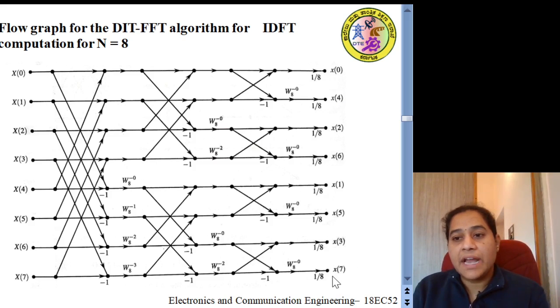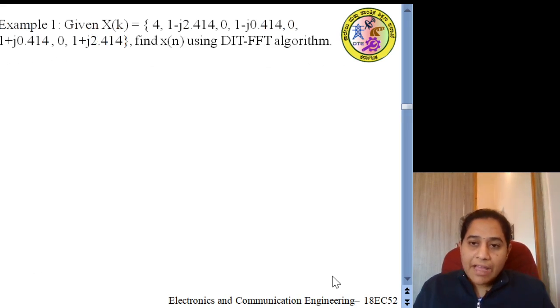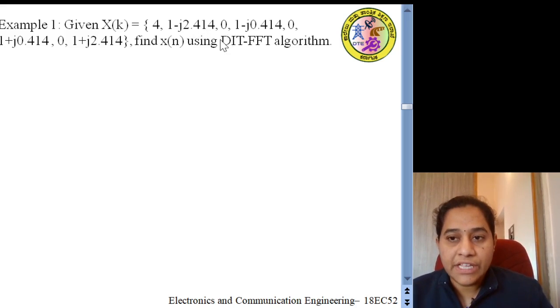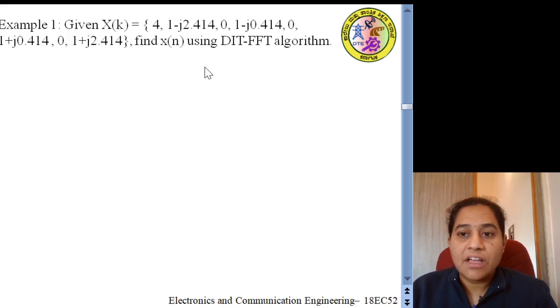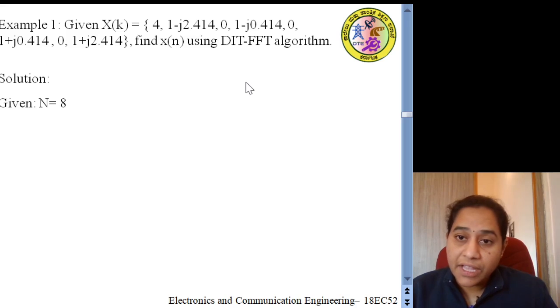Now, to understand this concept in a better way, let's look at some illustrative examples. In the first example, the value of x of k is given as 4, 1 minus j 2.414, 0, 1 minus j 0.414, 0, 1 plus j 0.414, 0, 1 plus j 2.414, and we need to find x of n using the DIT FFT algorithm. Now let's have the solution for this. They have given an 8-point DFT, and we need to find the corresponding 8-point IDFT.